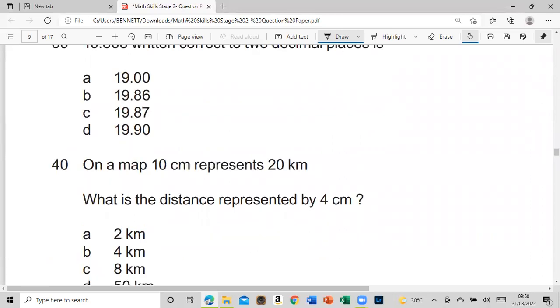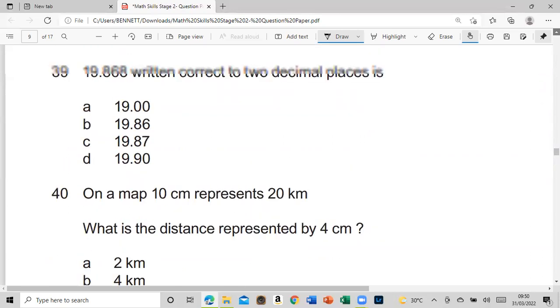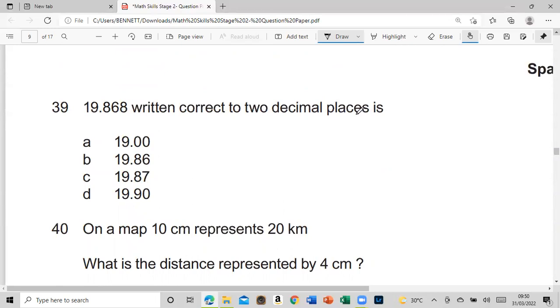Seems like a lot of decimals coming on. Alright, 39. 19.86 written correct to 2 decimal places is? So we're supposed to have it to 2 decimal places. It means that 2 numbers are going to come after the decimal point. So we check the third. That is 8, which is higher. So we add 1 to this. So we get 7 here. So it's 8, 7. This is C.